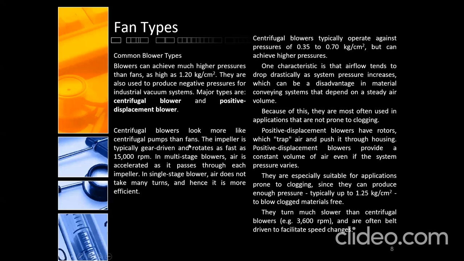Centrifugal blowers look more like centrifugal pumps than fans. The impeller is typically gear-driven and rotates as fast as 15,000 rpm. In a multi-stage blower, air is accelerated as it passes through each impeller. In a single-stage blower, air does not take many turns and hence it is more efficient. Centrifugal blowers typically operate against pressure of 0.35 to 0.7 kg per centimeter squared, but can achieve higher pressures.